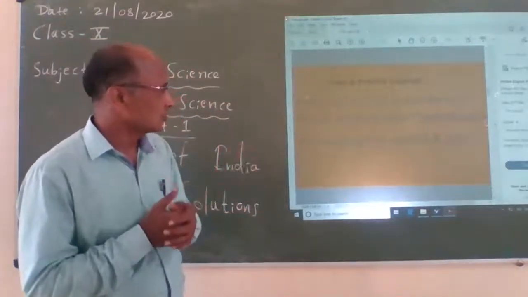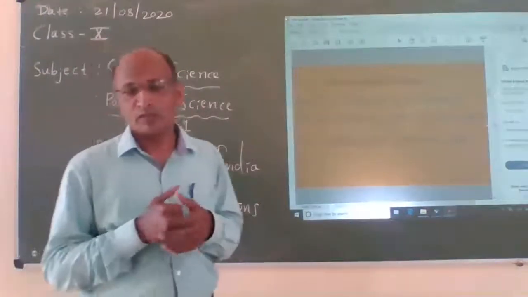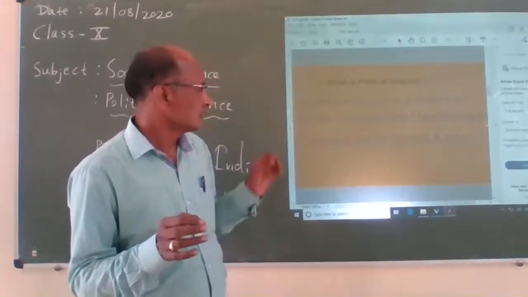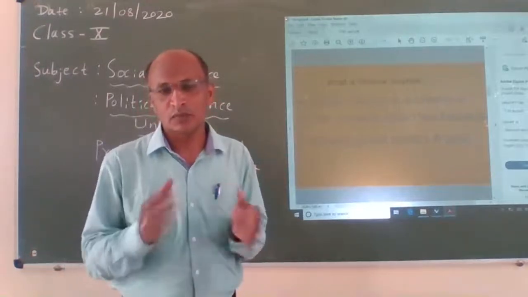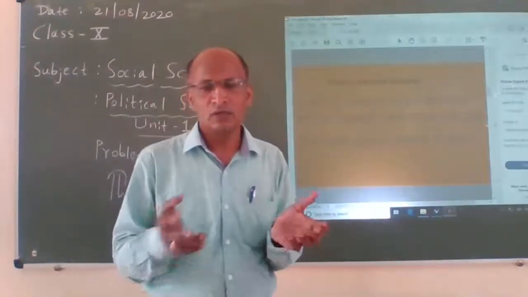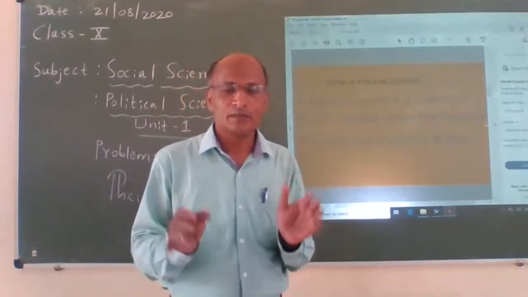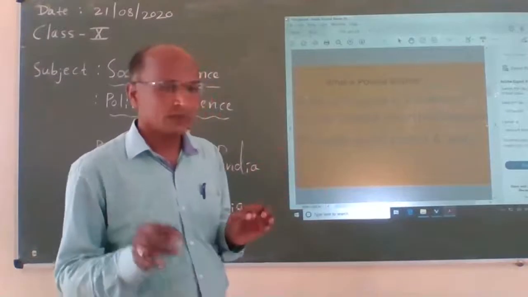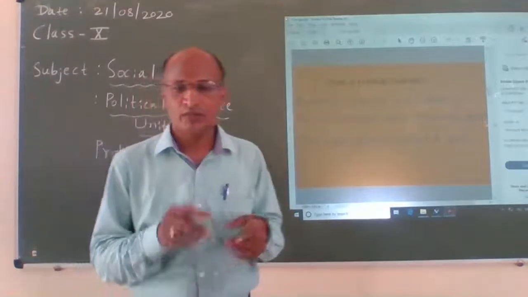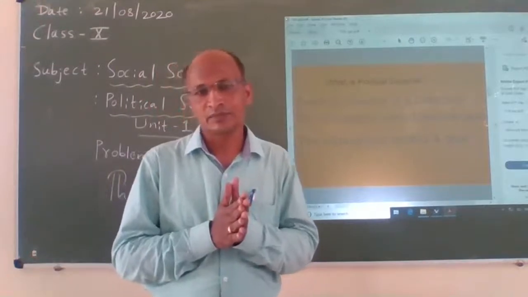Political science is the branch of social science which teaches about the state, global politics, and government. Political science deals with the state, global politics, and government. Whenever you ask people what political science is, they say political science means politics. But the actual answer is that political science is the branch of social science which teaches about the state, global politics, and government.